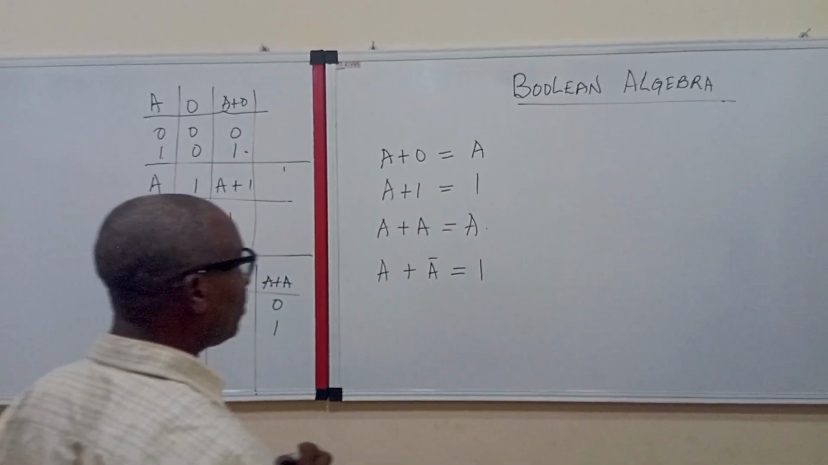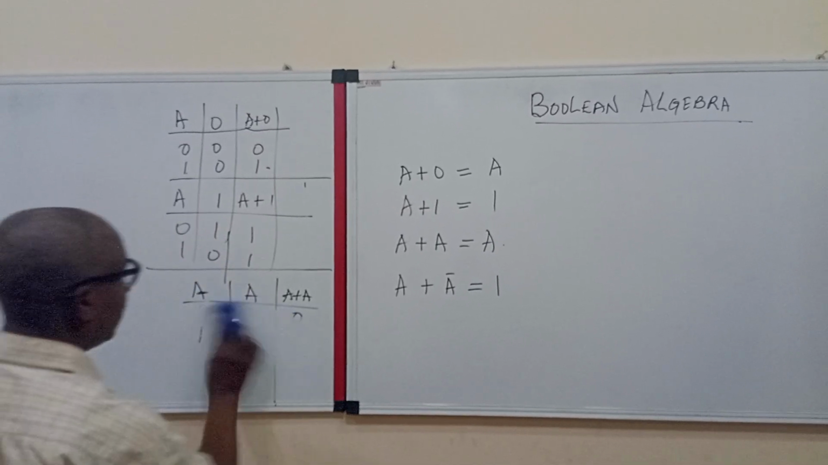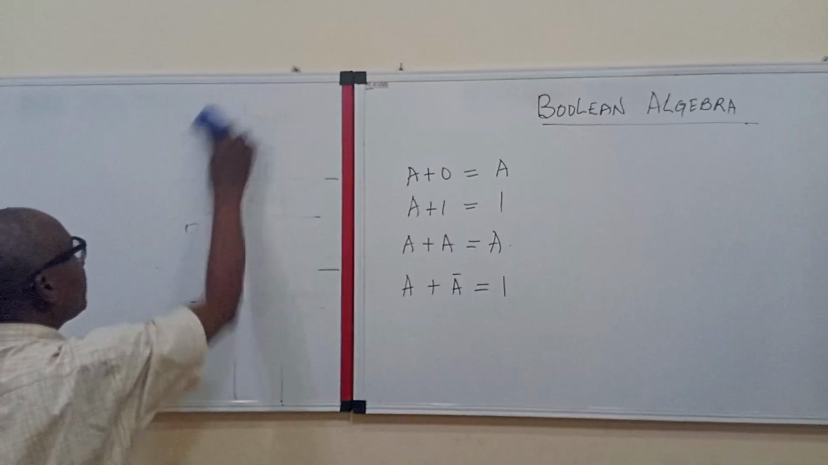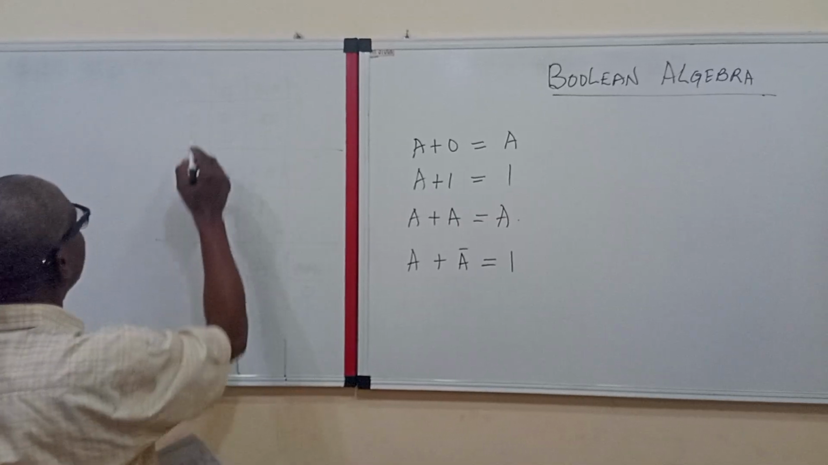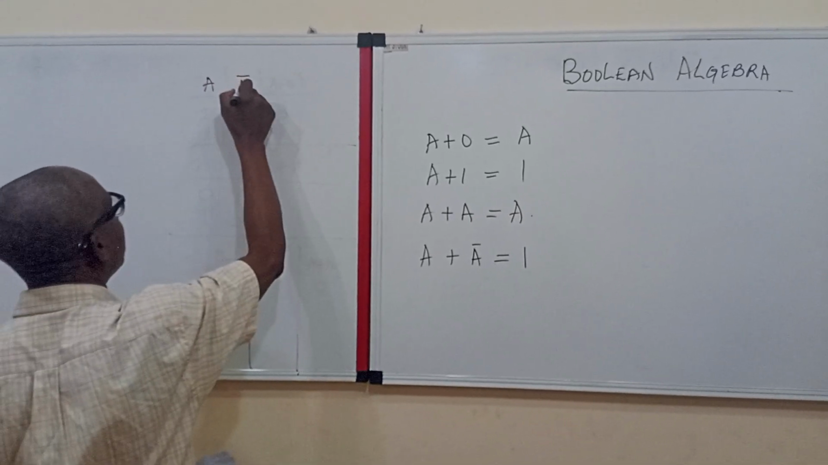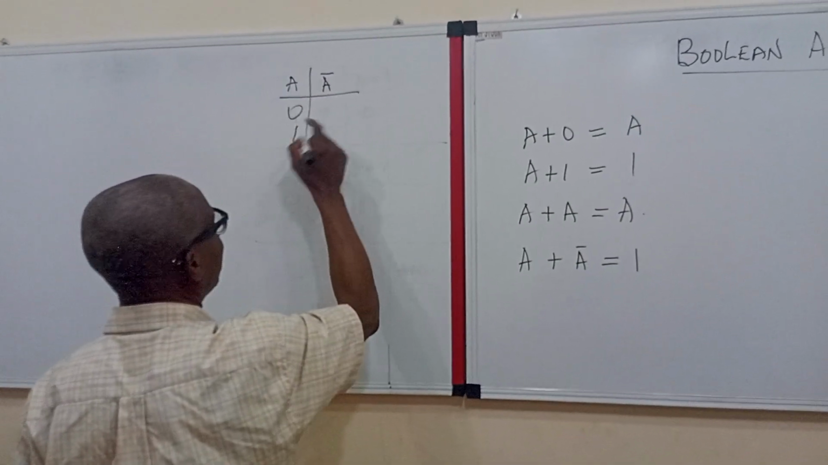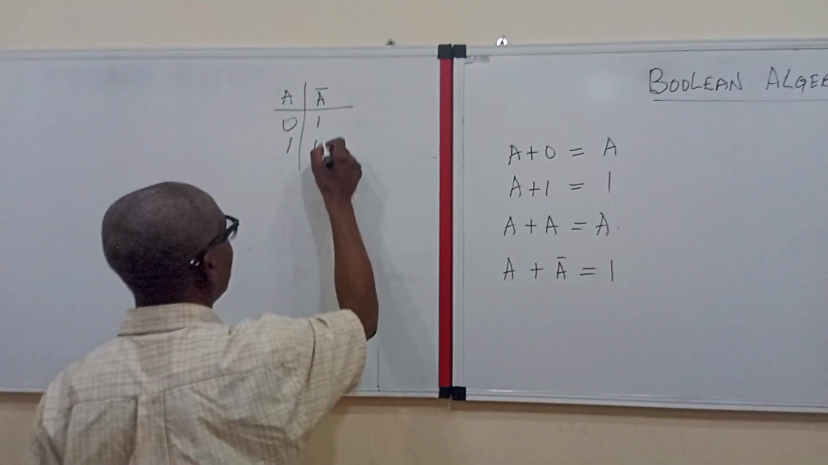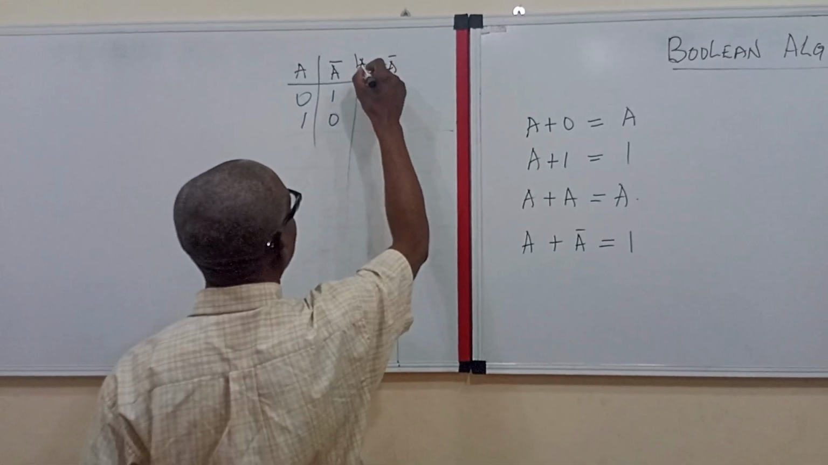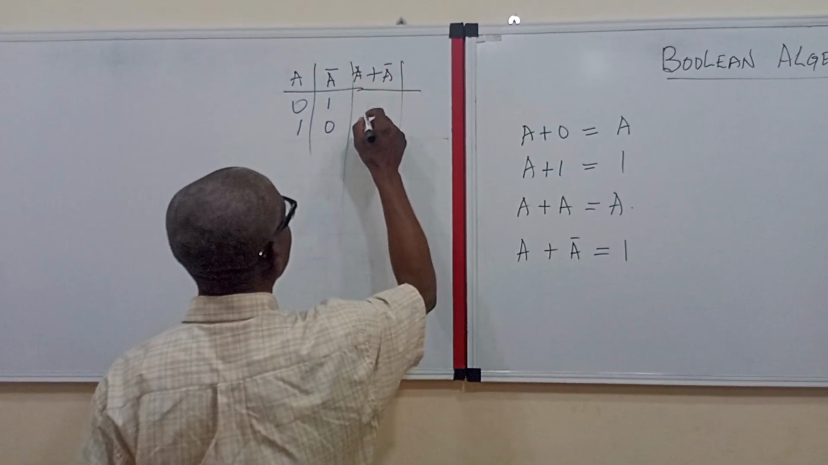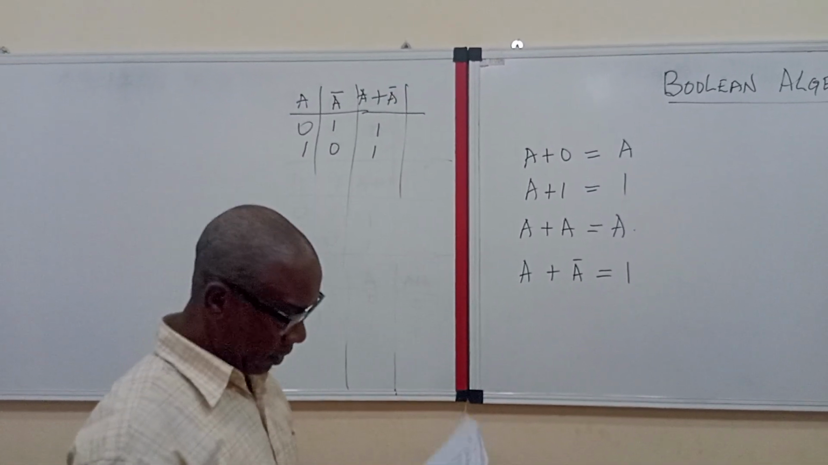Now, why is that so? If we go over to the truth table, we are proving it from the truth table. If we have A there, and the negation of A, you have 0, 1. The negation of 0 is 1, and the negation of 1 is 0. And so A plus A bar will now give us 1, 1, whichever one, because it's the OR operator.